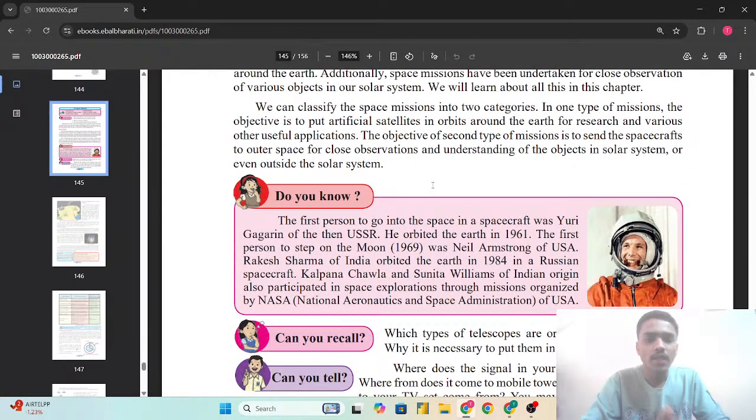So we can classify the space missions into the two categories. In one type of the mission, the objective is to put the artificial satellites in the orbits around the Earth for research and various other useful applications.